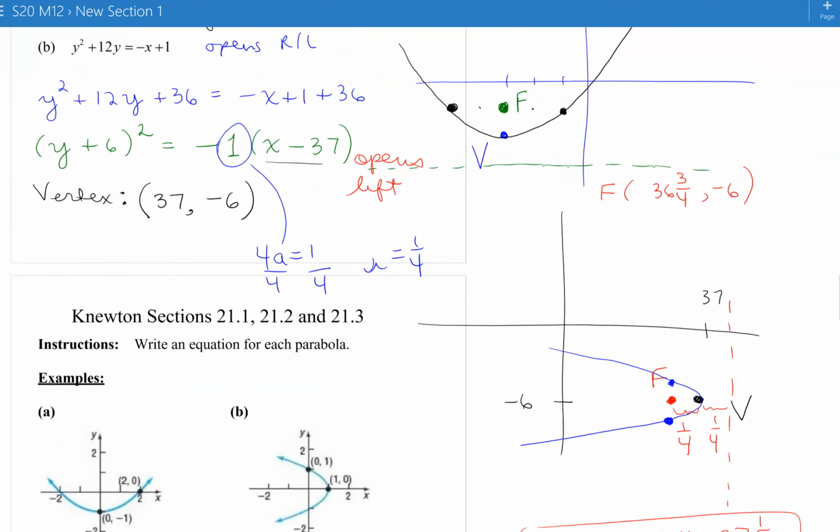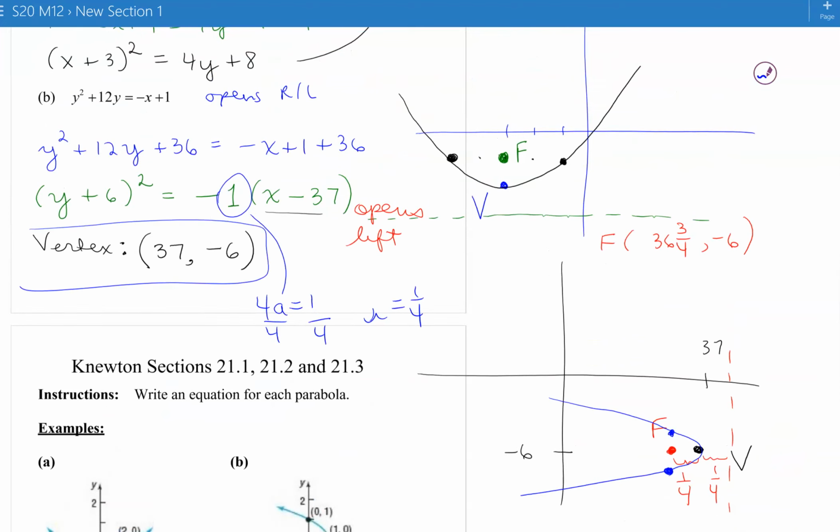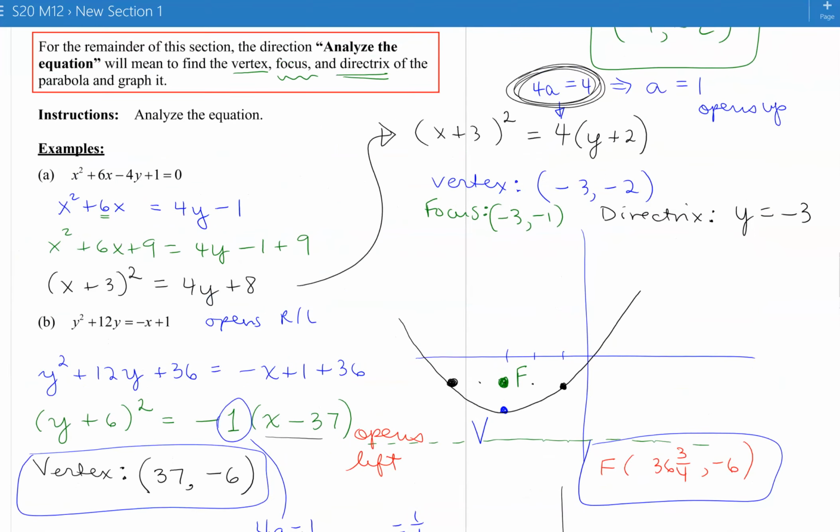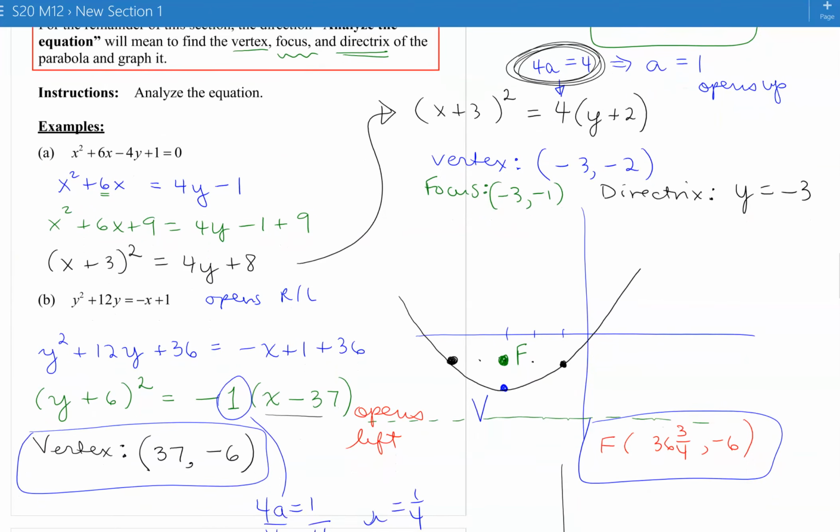Okay, so did we find everything? We got the vertex, focus, directrix, and graph. Good.